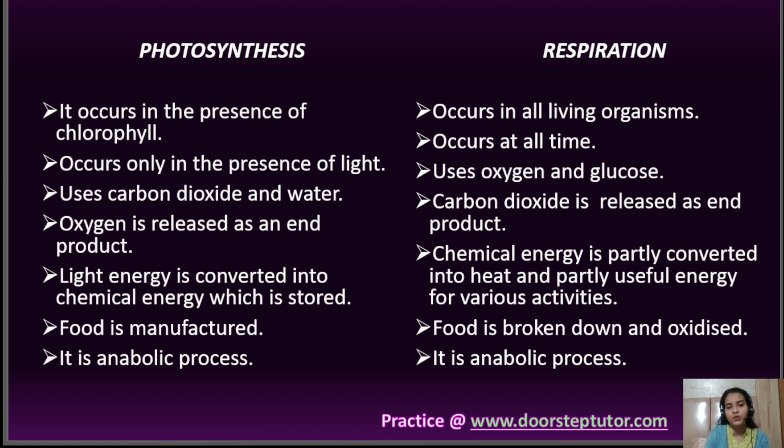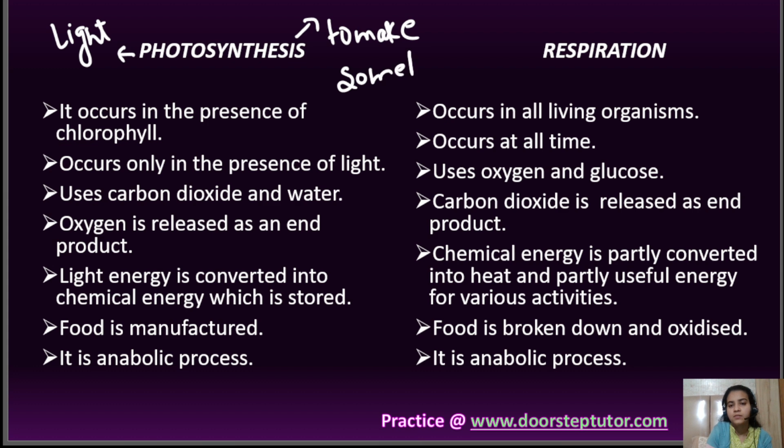The first one is photo, which means light. In science, photo means light and synthesis means to make something. So, photosynthesis is basically a process in which food is prepared in the presence of light. And this process is done by green plants.